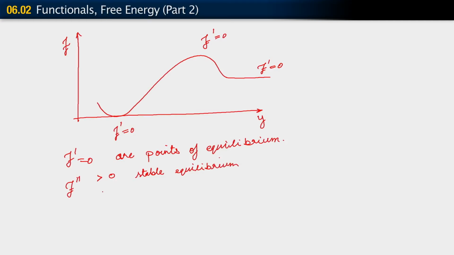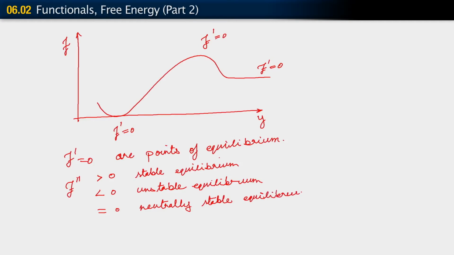If f double prime is less than 0, we have an unstable equilibrium. And if it's equal to 0, we have a metastable, or probably more widely called a neutrally stable, equilibrium. And they are characterized by these three points in the curve. This is all standard, fairly straightforward stuff.